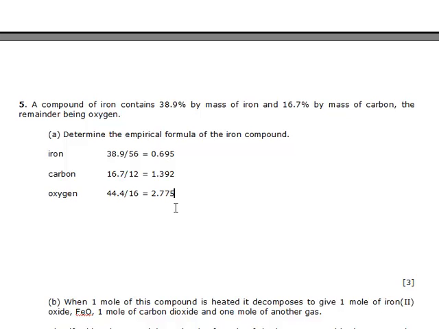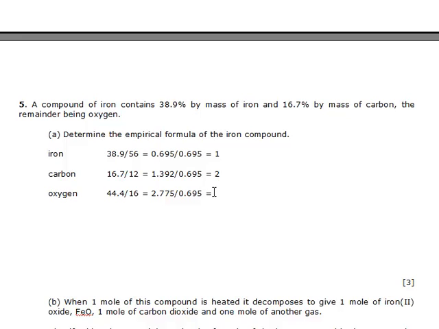Now the way to work it out is to divide through by the smallest number. We can see this is the smallest number, so let's divide everything by 0.695. The first one comes to 1, and 1.392 divided by 0.695 comes to 2.00. It comes to 2.